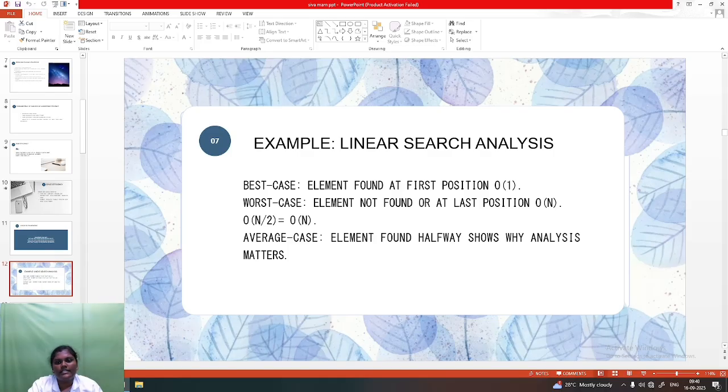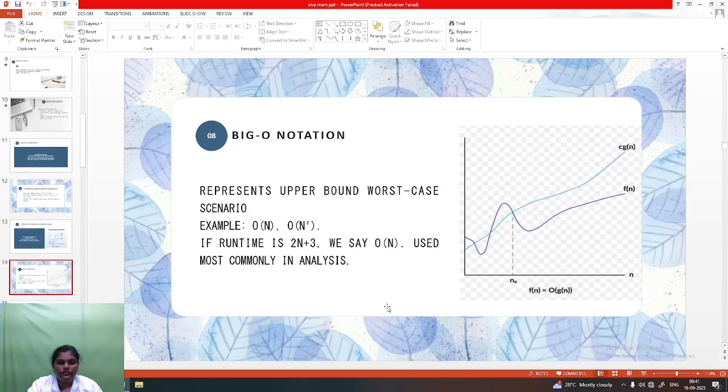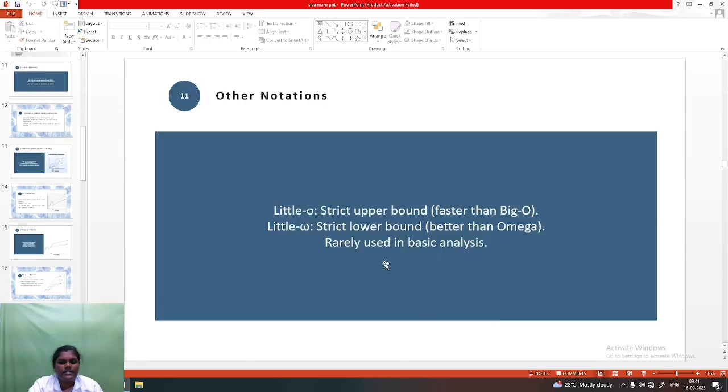Next example, linear search analysis. Best case: element found at the first position, the count is 1. Worst case: the element is not found or is at the last position, equal to n. For the average case, the element is found somewhere in the middle. We analyze them under big omega notation. Big O refers to the worst case scenario. Example: O(n squared). If runtime is 2n plus 3, we say O(n), which is used most commonly in analysis.